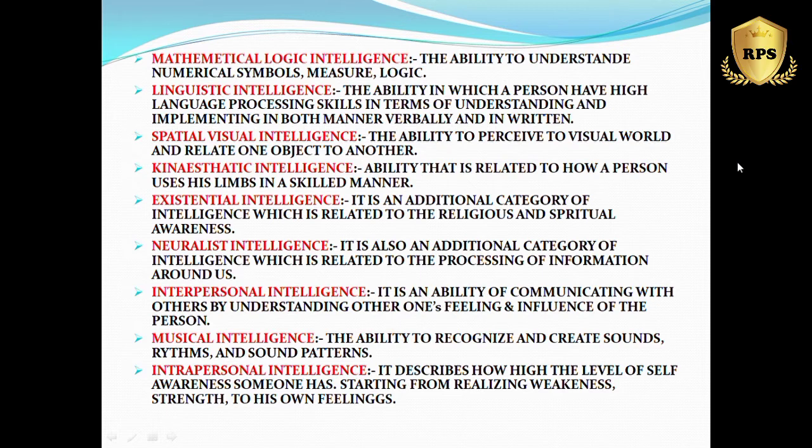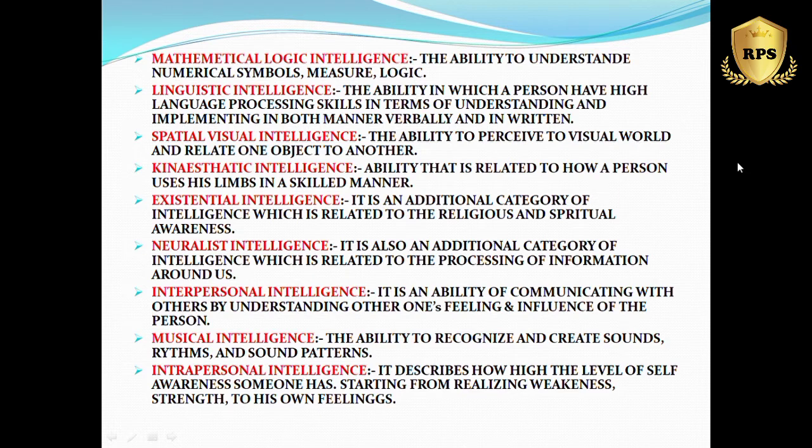So, second is linguistic intelligence, the ability in which a person has high language processing skills in terms of understanding and implementing, both verbally and in written form. So, if a person knows about 5 languages or 10 languages maximum, and he or she can easily understand those 10 languages, and can use them by speaking or by writing, then we can say that one has more linguistic intelligence.